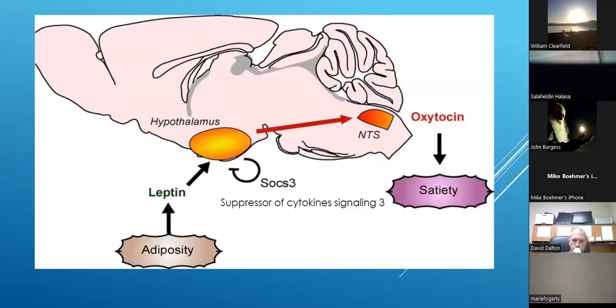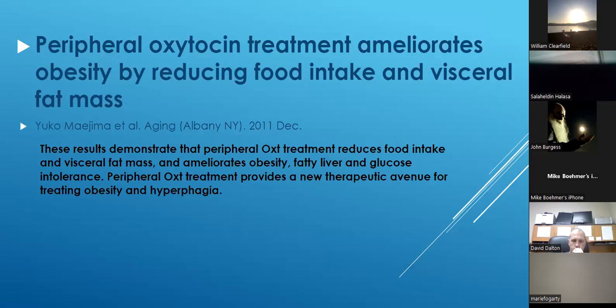So this just shows you how that leptin resistance works here, and so those patients who are obese have a problem with leptin not producing oxytocin, and we can bypass this blockage by giving oxytocin, and we can manage those patients with obesity. So peripheral oxytocin treatment ameliorates obesity by reducing food intake and visceral fat mass. That's a good thing, right? That's one of the studies we start with here.